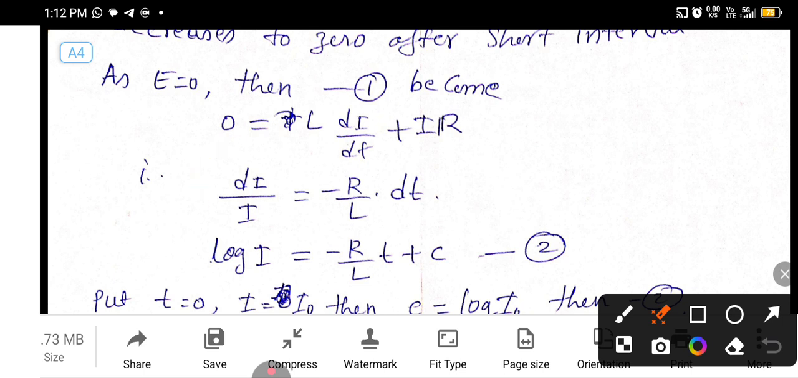After integration, we get log I equals minus R by L into t, plus some constant c. Let it be equation 2.